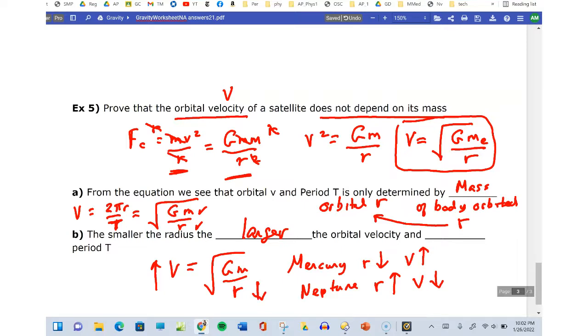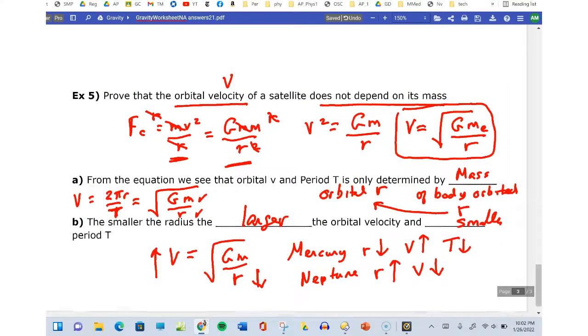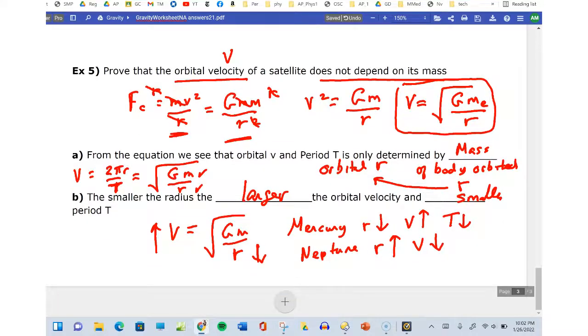And the blank, the period. Well, let's take a look at this. What about the period? Just use your logic. If the velocity is larger, then the period is smaller. Mercury is the fastest, and it has the smallest period. It takes the shortest time to go around. And that is it for this one.